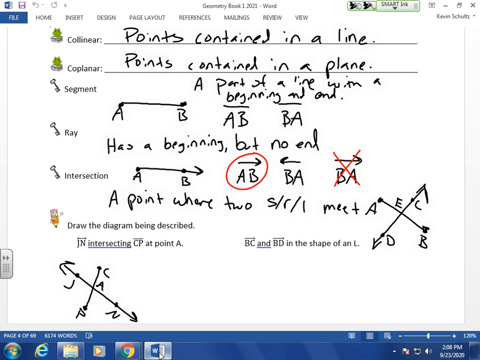Okay, all right. So B, C, and B, D. Point B, if this is going to be a shape of the L, point B is going to be that corner point. Now, whether you have C coming up like this and D going over like that, or you have it the other way around where D is up here and C is down there, either one is fine. But we have ray BC and ray BD starting at point B and continuing through point C and D in the shape of an L. All right? And that wraps up CO1.